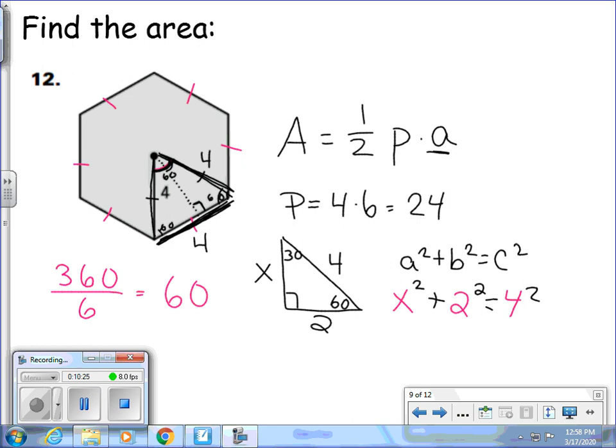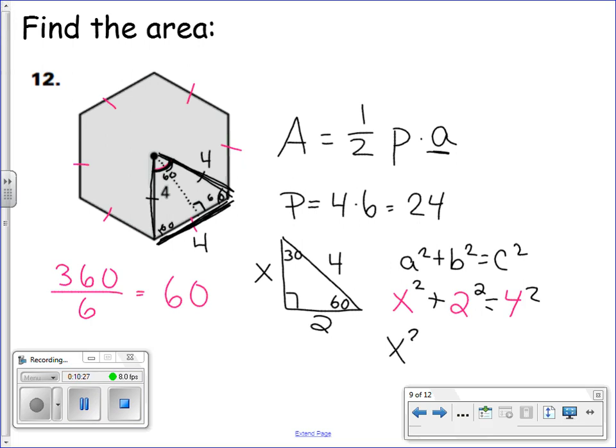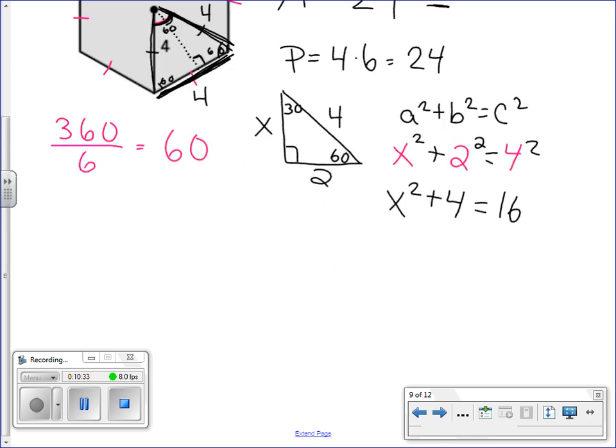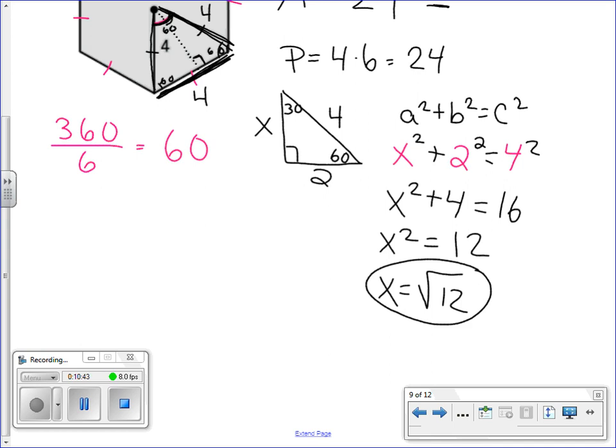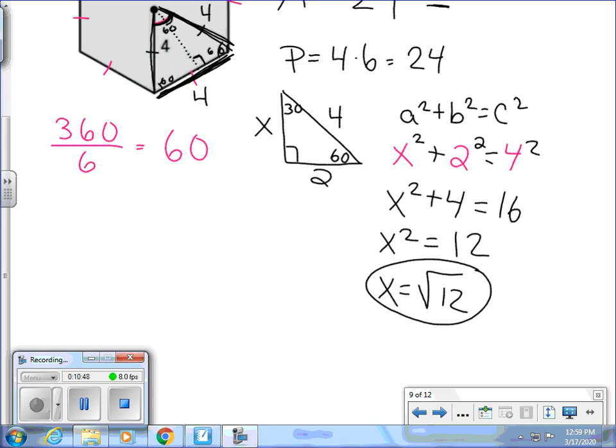So let's simplify this a little bit. X squared plus 2 squared, we know is really 4, and 4 squared is 16. That means that x squared is equal to 12, so x is equal to the square root of 12. I'm going to keep it like that for right now. And x is really my apothem.